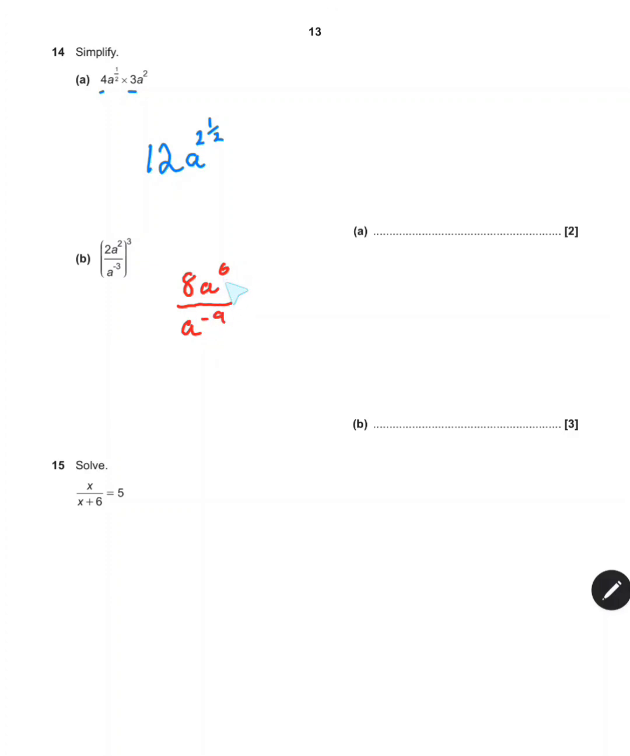What we can do is actually simplify this further. This here is just a division. And when you're dividing like powers, you subtract the powers. So we've got a to the 6 divided by a to the minus 9. 6 take minus 9 is actually 6 add 9, which is 15. So these a's simplify to a to the power of 15. And you're left with 8a to the power of 15.